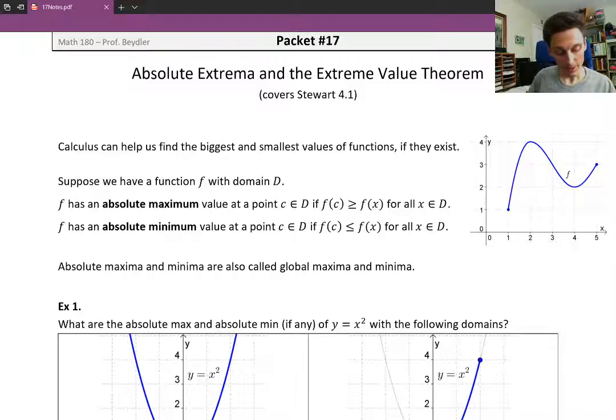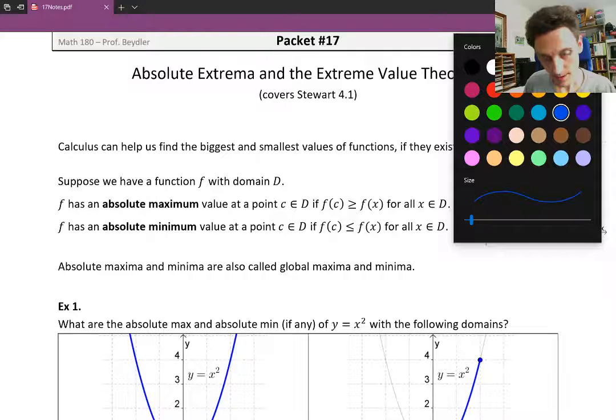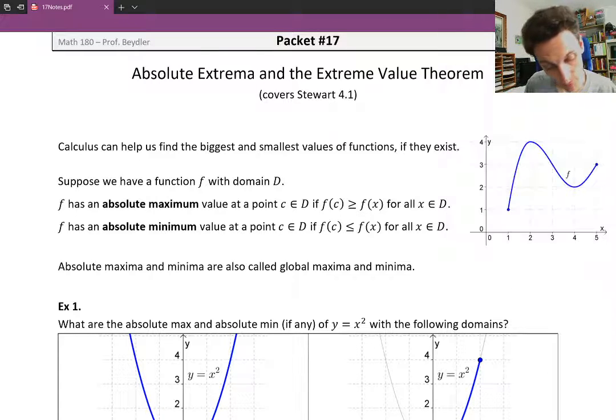Looking over at the graph on the right, what is the absolute maximum value that you see? If you said 4, then that's correct. The absolute maximum value that you see is 4. There's the absolute max. It happens at x equals 2, but the absolute maximum value of the function is 4.